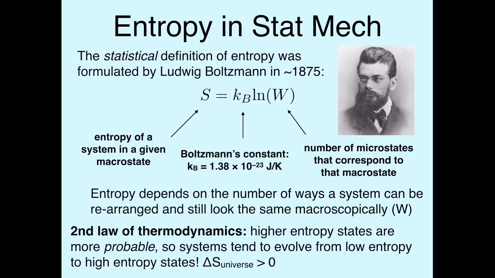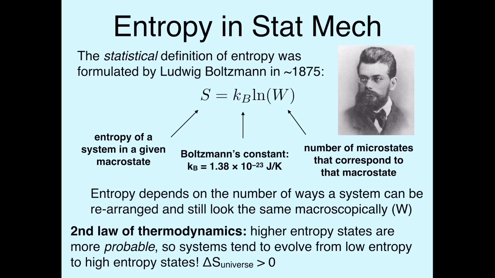Okay, so what's S? That's the entropy. What's k_B? That's Boltzmann's constant, equal to 1.38 times 10 to the minus 23 joules per Kelvin. And what's W? Remember, that's the number of microstates that correspond to a given macrostate.